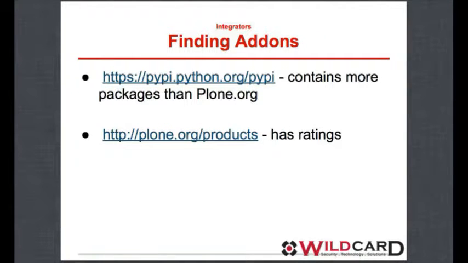So first off, where do you find add-ons? Most people think just plone.org, but actually there's quite a few add-ons that are on the Python package index that are not on plone.org. That's just because some developers are lazy or just don't have enough time to also update both places. So I actually kind of look at the Python package index more than plone.org and search that. Plone.org is fine, and plone.org has like ratings and stuff too. But the Python package index has decent search. It's okay, and usually find a lot there.